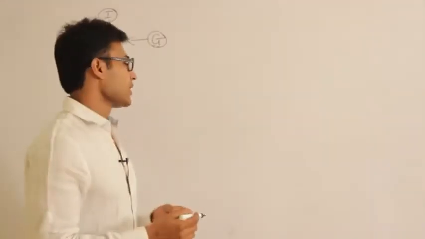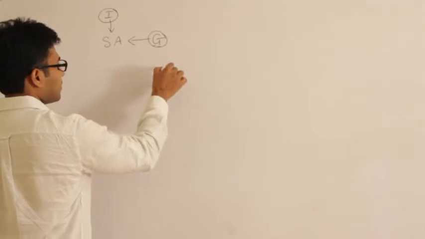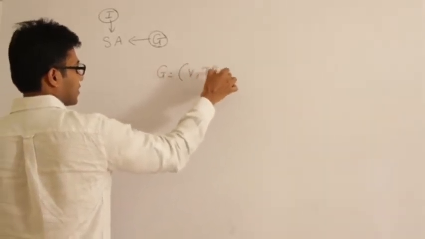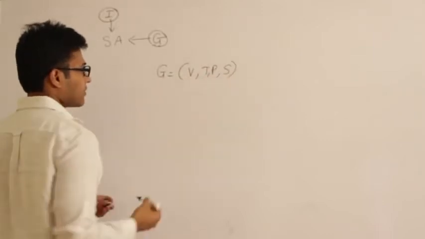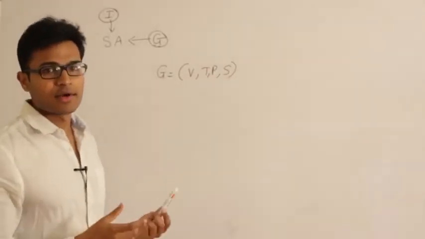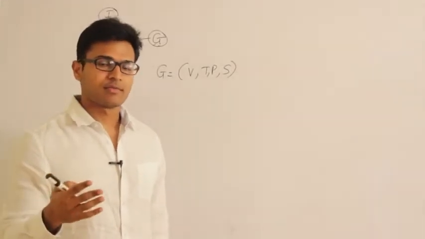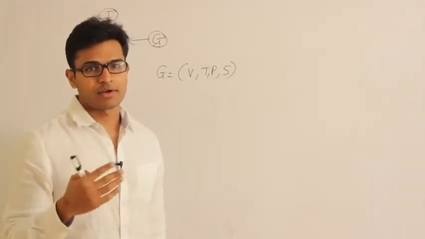And the grammars are like this. Generally, the way we represent a grammar is VTPS. If you are not good with grammars, or if you have not done automata theory, it is better that you watch my automata videos on grammars, and then come back to this topic and watch it.